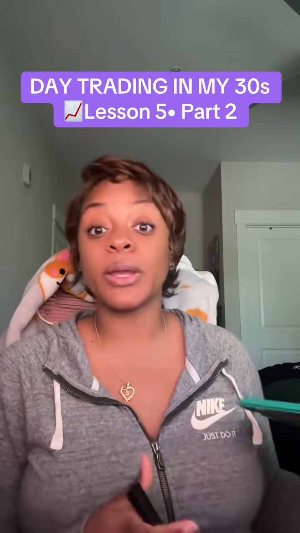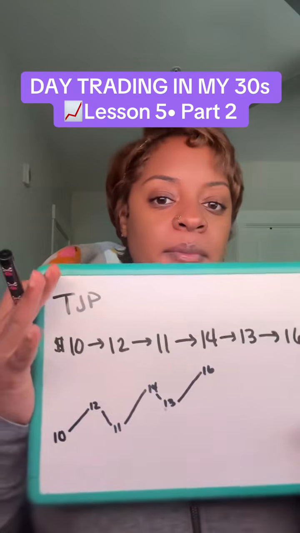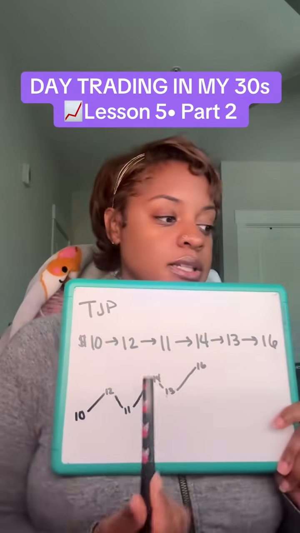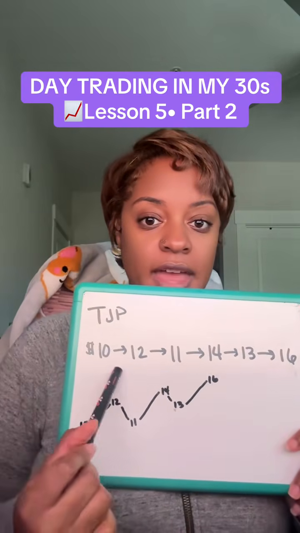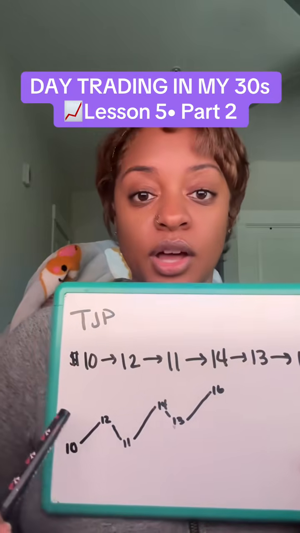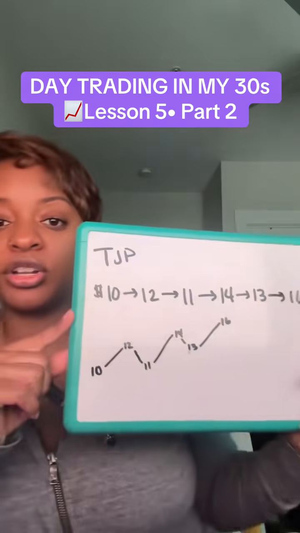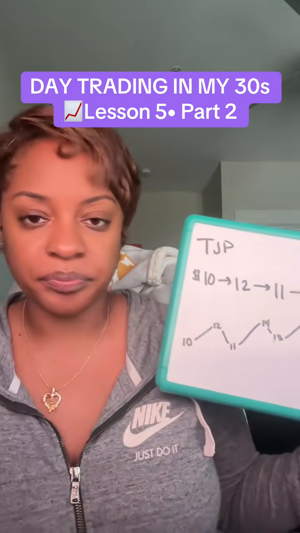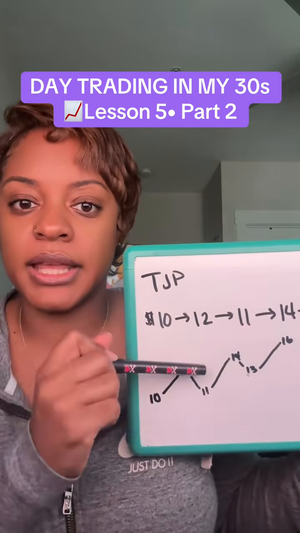But before we get to there, we're going to talk about swing highs and swing lows, okay? Now, imagine the price is going from $10 to $12, and then it starts falling to $11. That 12 is called a local peak, which also is called a swing high. And it's called a swing high because, for one, it's a local hilltop. So it's at the top.